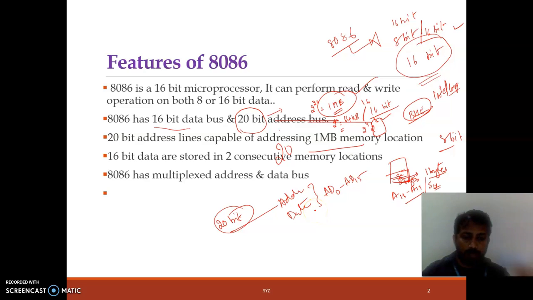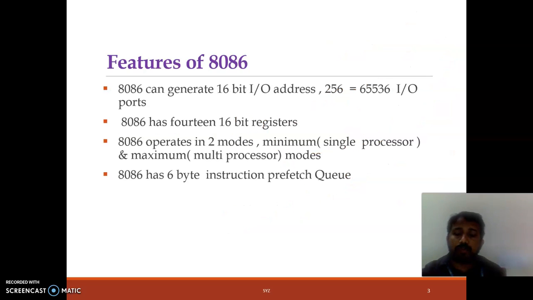Multiplex pins, at one time used for address, at another time used for data. And the 8086 has one more wonderful feature: it can have 16-bit I/O addresses. It can address up to 2 to the power 16, so you can have 65,536 I/O ports.